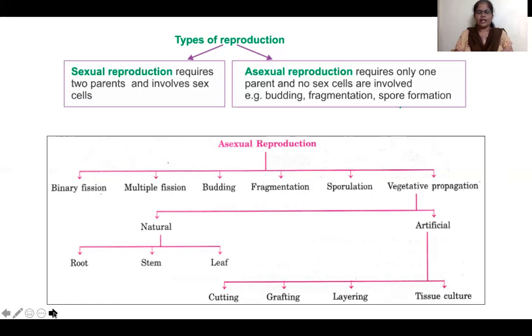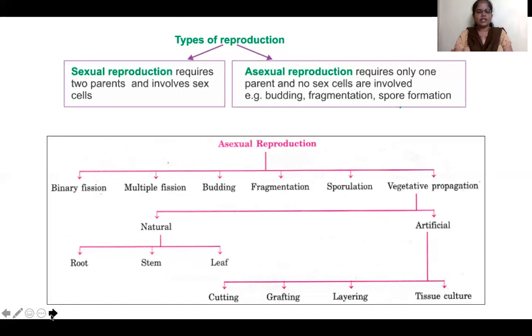There are no sex cells; only one parent is used for asexual reproduction. This is a chart showing different forms of asexual reproduction, like binary fission, multiple fission, budding, fragmentation, sporulation, and in plants, vegetative propagation. Let us see in which kind of organisms this type of asexual reproduction occurs.